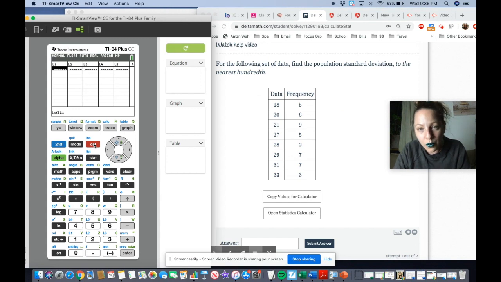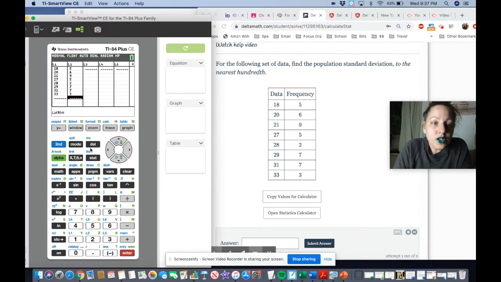Okay, so under L1, I'm going to type in all the data I have. That was 18. The next one is 20. The next is 21, 27, 28, 29, 31, 33. And then I go over to my L2, and it's 5, 6, 9, 5. And I'm just going to check: 27 is matched with 5. Good. 28 with 2, 29 with 7, 31 with 7, and 33 with 3.